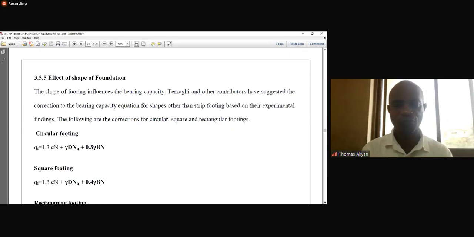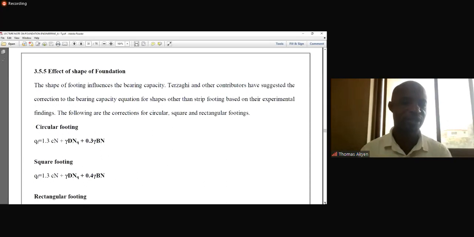The bearing capacity equation for circular footing is given with 1.3 cNc. Square footing will also be given as qu equals 1.3 cNc plus gamma terms. And all these equations.